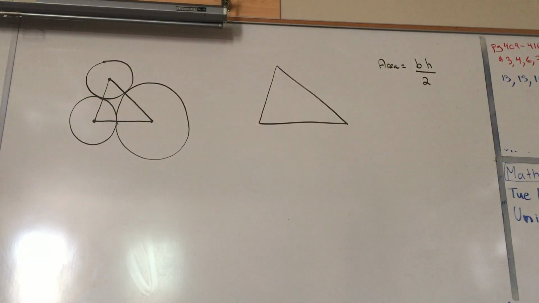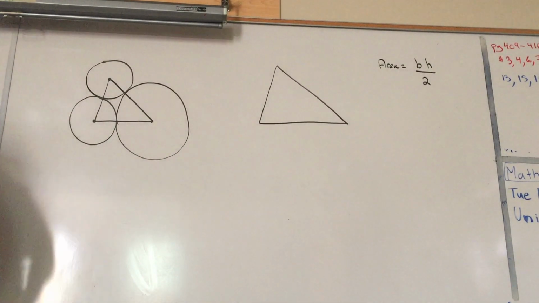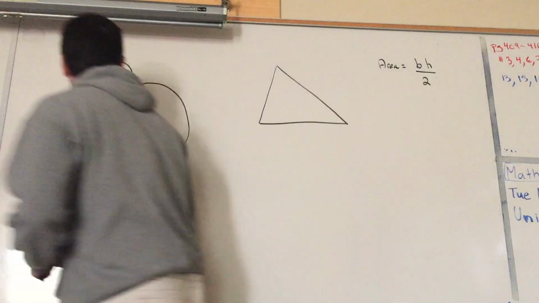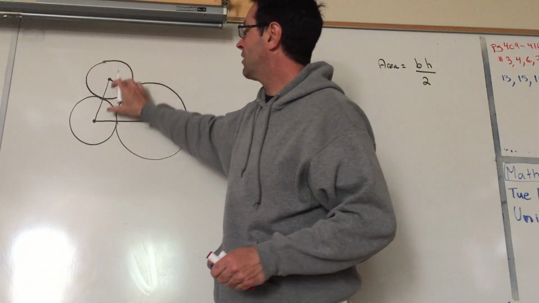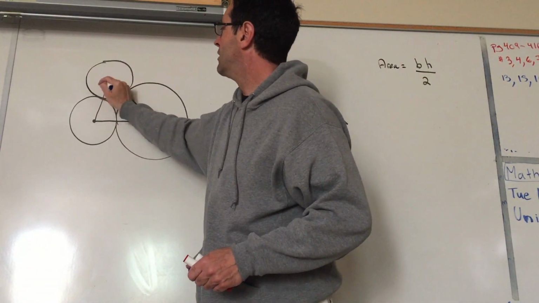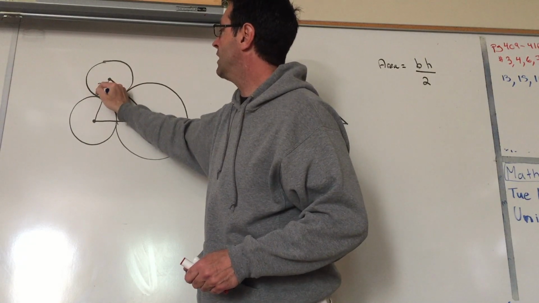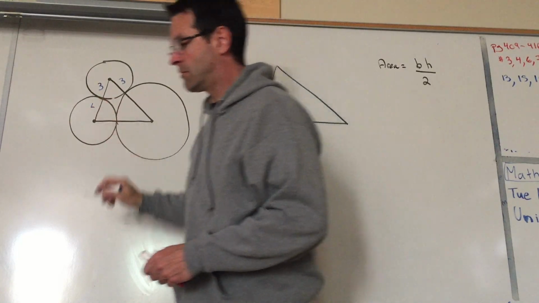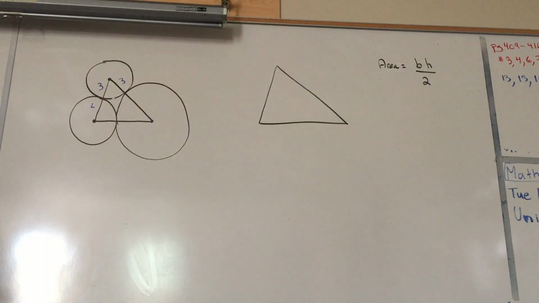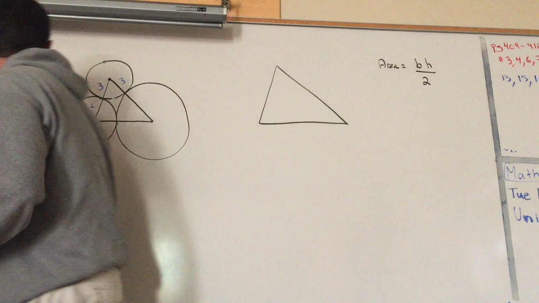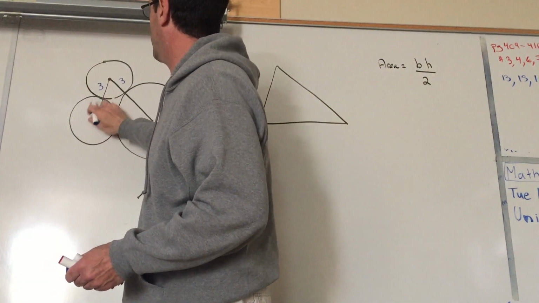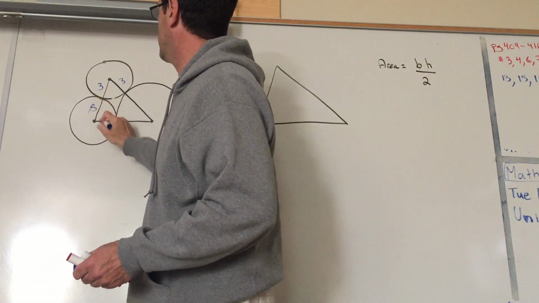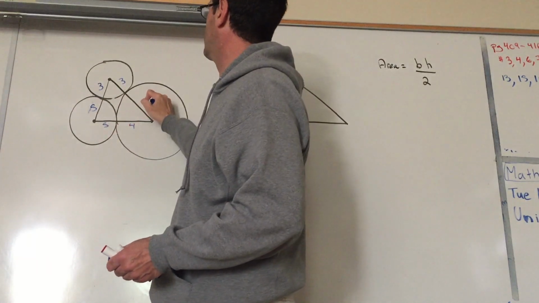This is number 11. Number 11 describes three circles that have radii of 3, 4, and 5, and they all touch each other. So we can do this. We have a smaller circle, a medium, and a large. So the radius, 3 here and 3 here. I'll make this one 5, and this one 5, and this one 4, and this is 4.